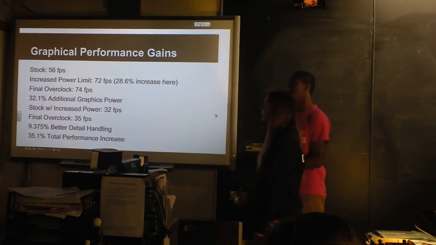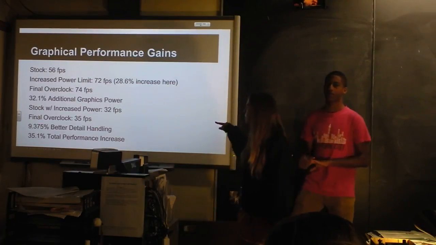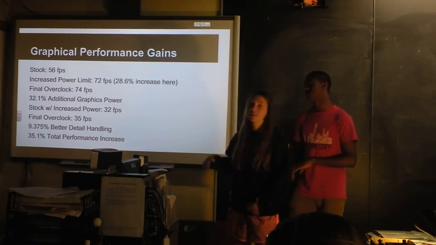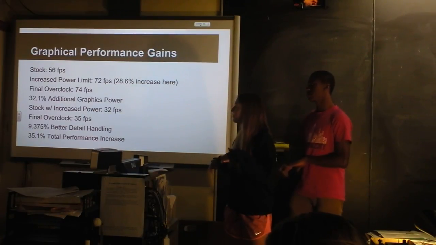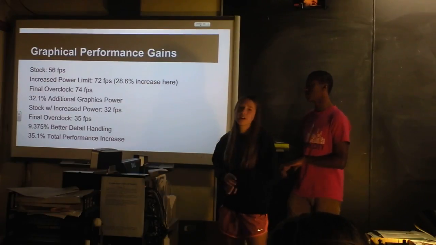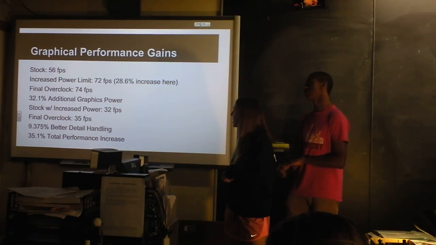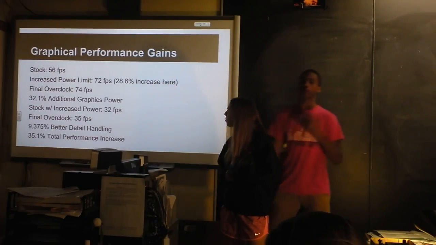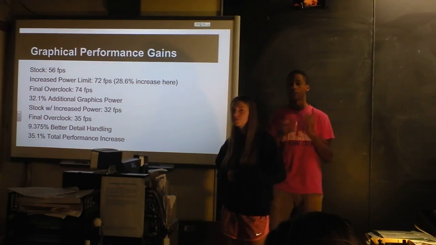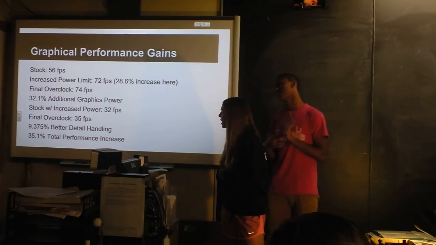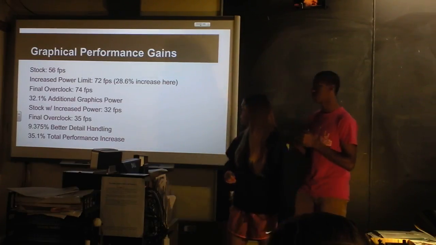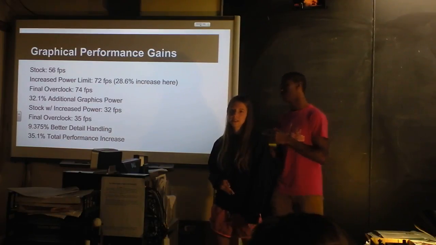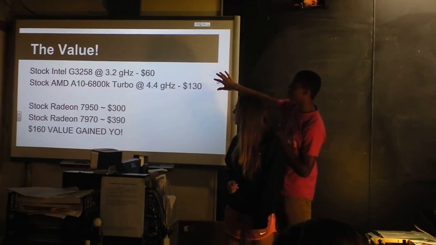Okay, and so we started with 56 frames per second, and then we got a 28.6% increase with 72 frames per second, and then the final overclock was 74 frames per second. And this 28.6% came just from increasing the power from 250 watts to 300 watts. And then we got a total performance increase of 35.1%, which is again higher than we predicted with the 20.